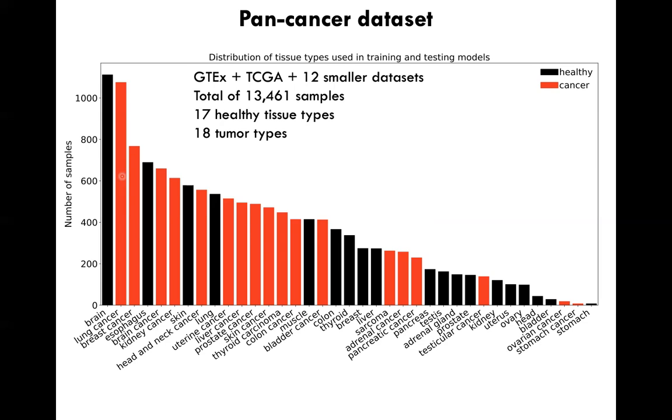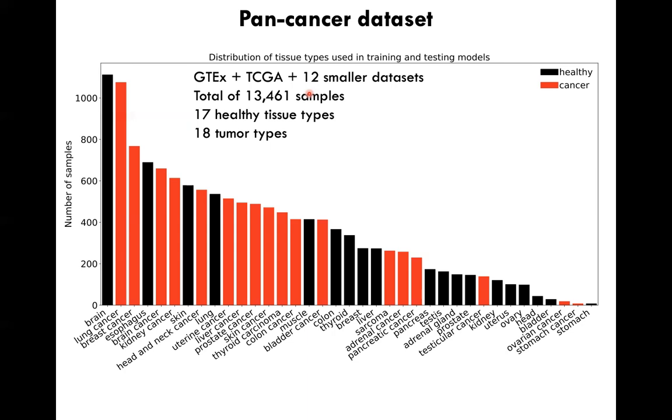So in order for us to avoid predicting technical biases inherent to the use of these two large data sets and make sure that we were modeling cancer versus healthy rather than GTEx versus TCGA, we included 12 smaller data sets, some of them that included paired healthy and tumor tissues from the same donors. And we also performed a tissue-specific mean correction of healthy and tumor samples across the 14 data sets.